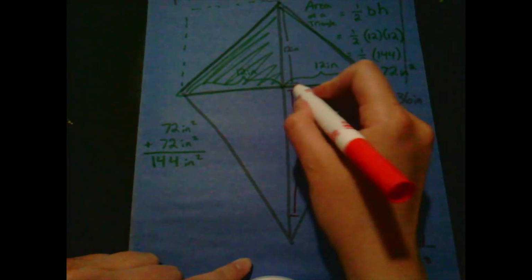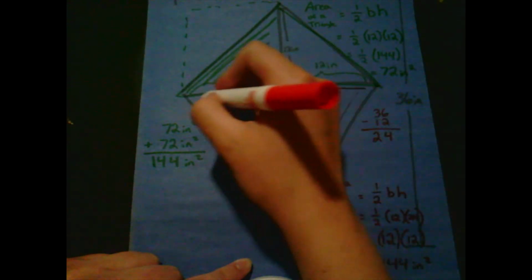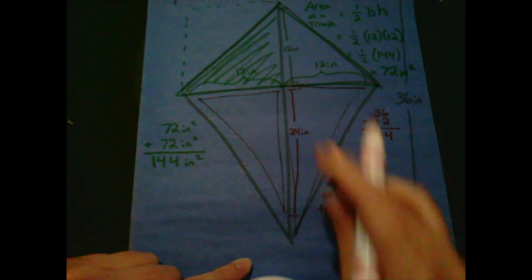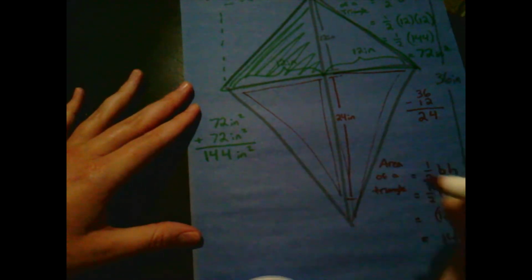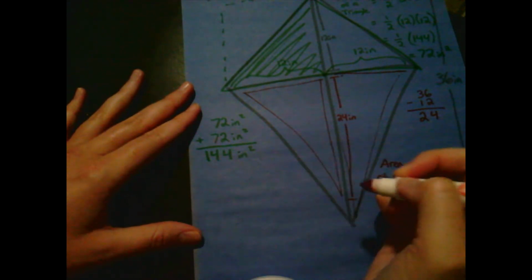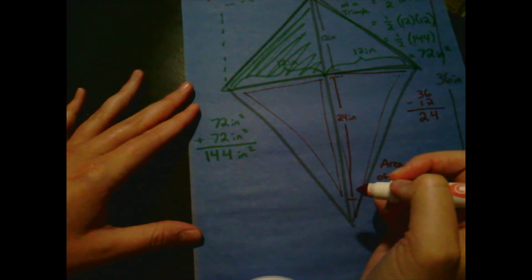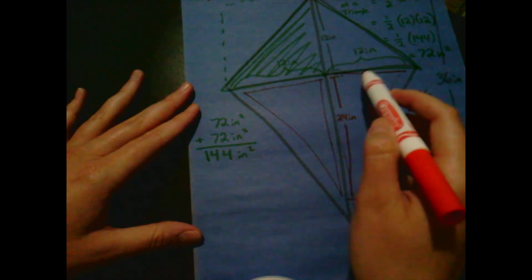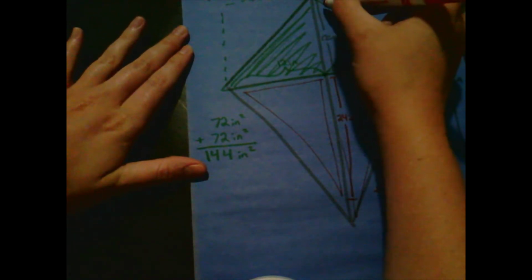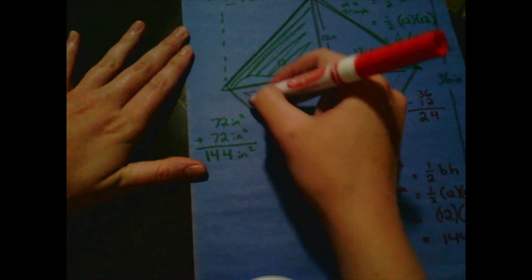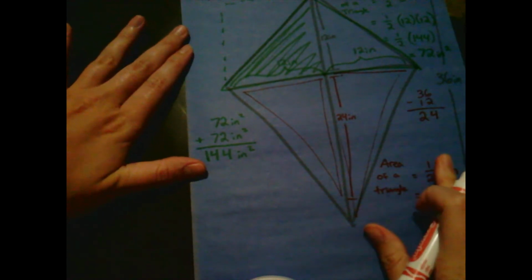Since this triangle is a mirror image of this triangle, we know that this triangle is also 144 inches squared. So we are going to add up 144 inches squared plus 144 inches squared. And we are going to add this part right here, which is also 144 inches squared. So this entire part is 144 inches squared, this entire part is 144 inches squared, and this entire part is 144 inches squared. So we're going to be adding 3 144 inches together.